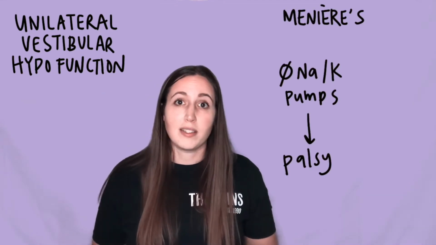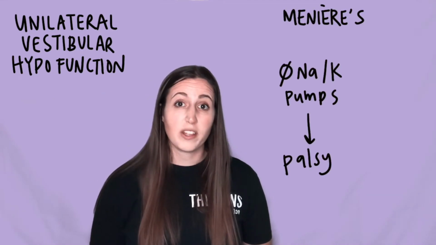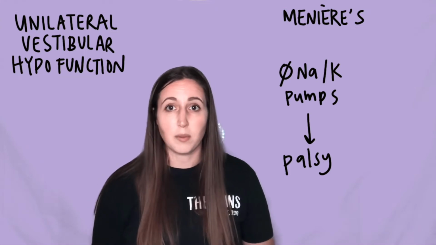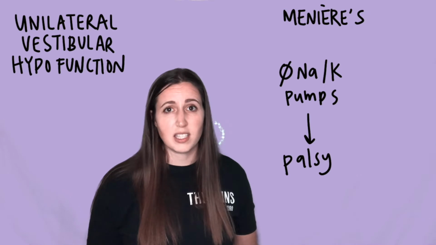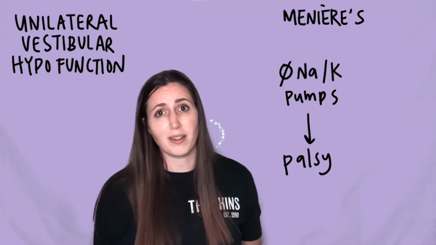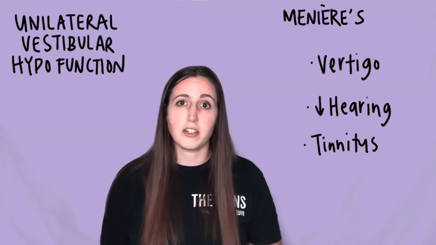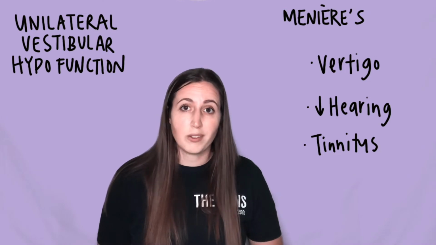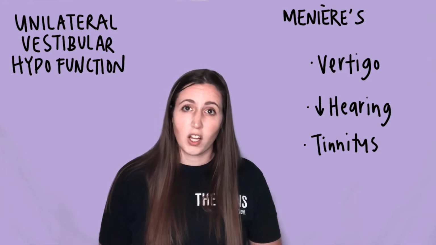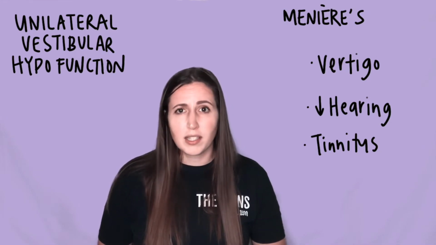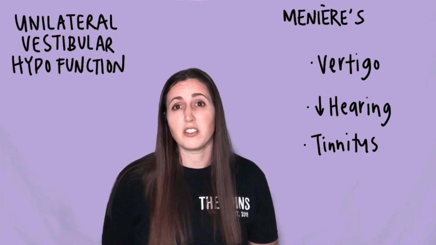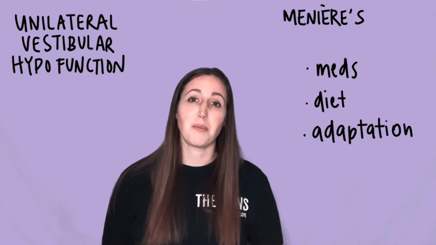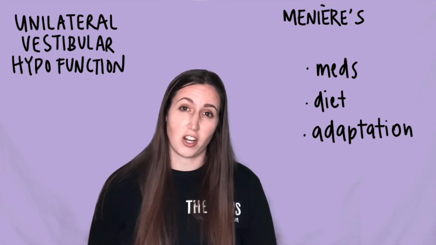One common type is Meniere's disease. This can occur when there's a disruption to the sodium-potassium ion pumps. This can cause vestibular nerve palsy since it doesn't receive the right amount of nourishment from that endolymph. There are 3 hallmark symptoms of Meniere's disease, including long bouts of severe vertigo, hearing loss, and tinnitus, which is typically a ringing in the ears, but can often be described as a roaring in the ears with Meniere's disease as well. Treatment can include meds, dietary changes, and adaptation exercises.